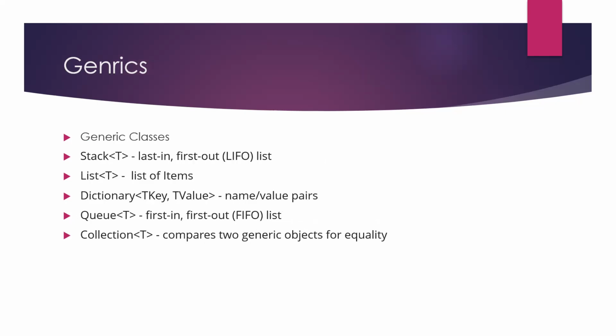You can just go to the next one. What are the different types of generic classes? We know Stack of T. If you are using Stack of T, it's a last in, first out list. You might have heard about last in, first out and first in, first out, which you studied in your college days. But here I'm not going in depth on Stack of T, so we'll do that in the next class.